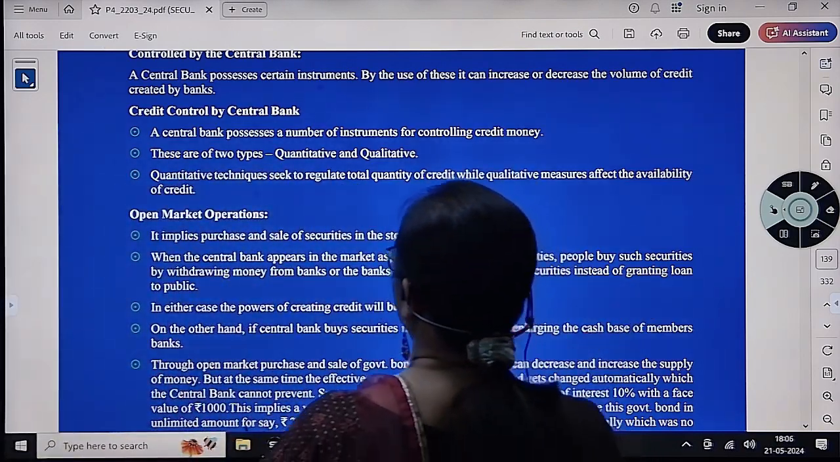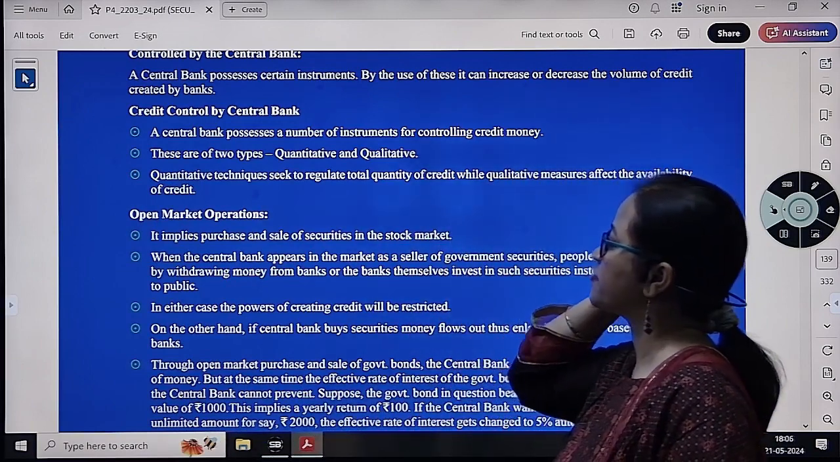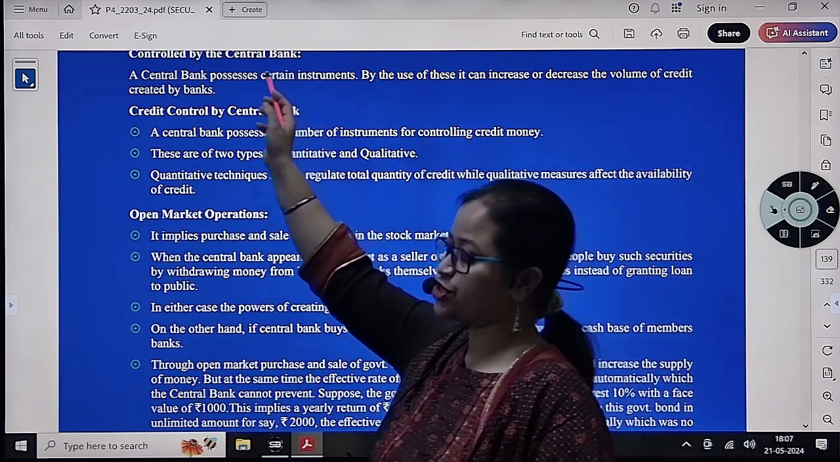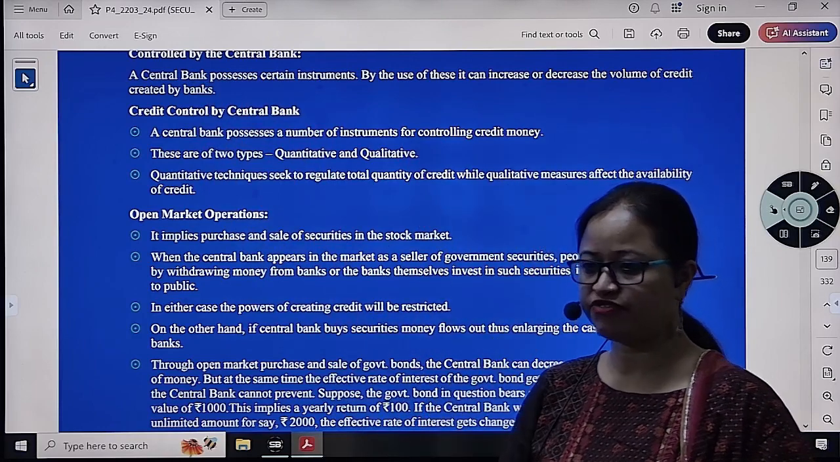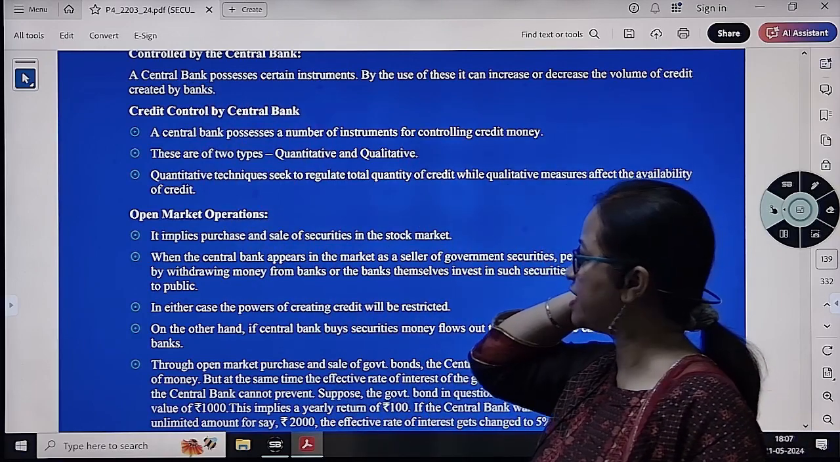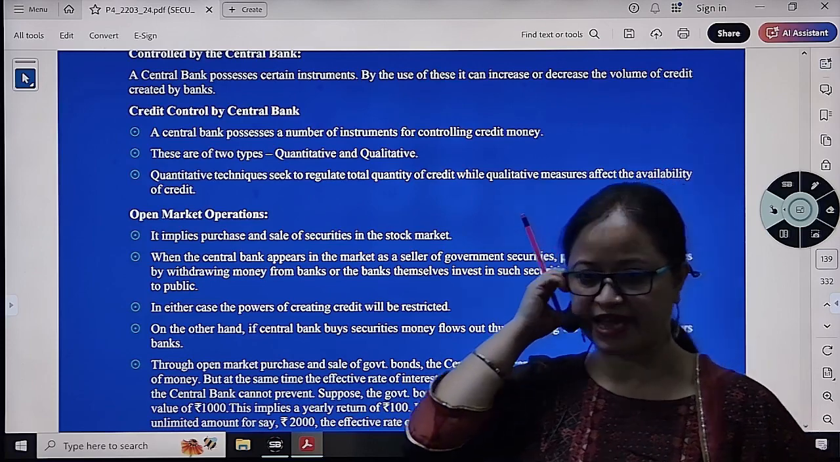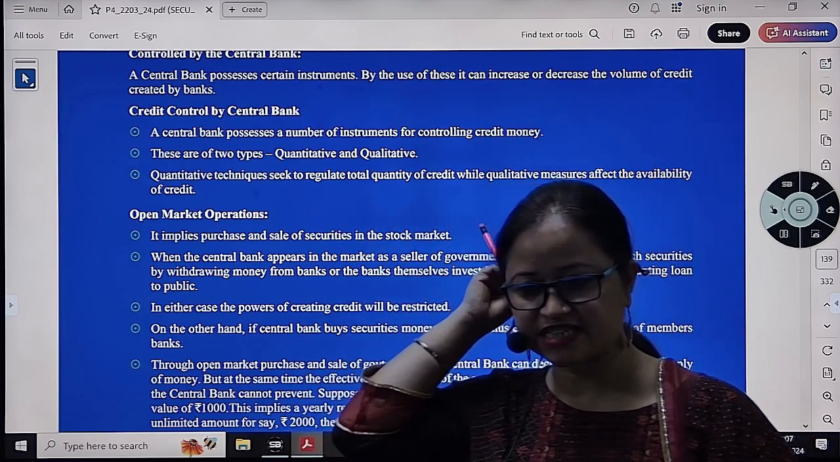Okay, students, today we'll start with one of the functions of central bank. What is it? Controlling of credit. You can see here on the screen, credit control by central bank. So that topic we'll discuss.